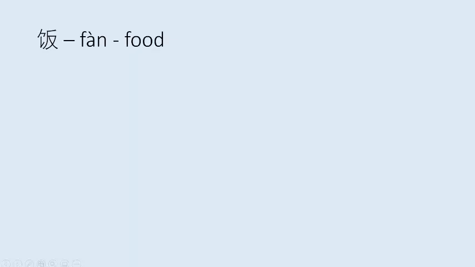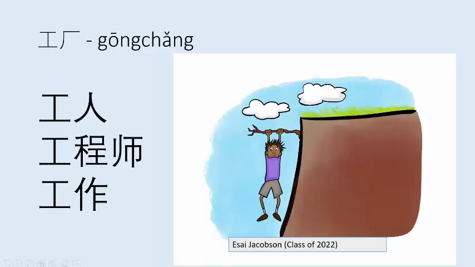The next character is Fan, which we've learned before. It has the food radical and this that kind of looks like a fan. The next character is Gongchang, which means factory. Gong we've learned before in gongren or gongchengshi or 工作. The Chang in factory alone means factory. We've also seen it before as the cliff radical.